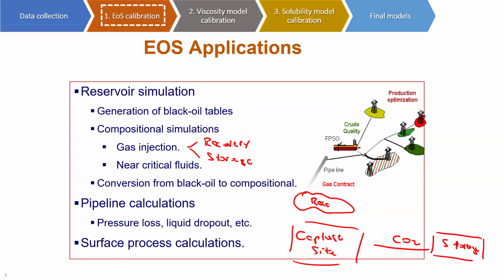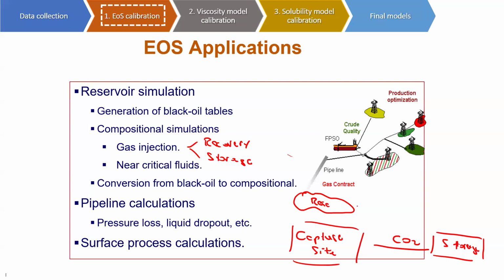Okay. Thank you, Saddam. Very good question. I forgot to mention that it's very challenging to calibrate only one equation of state to reproduce all the stages. Because the conditions are very different. The pressure and the temperature are very different. The compositional change is very intense in the pipeline, for example.